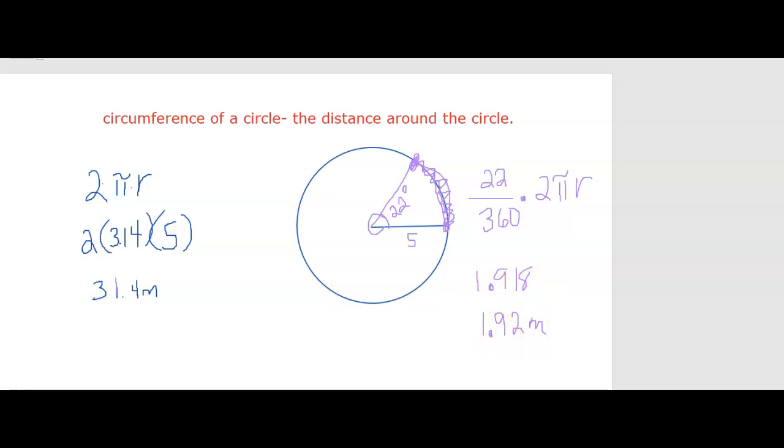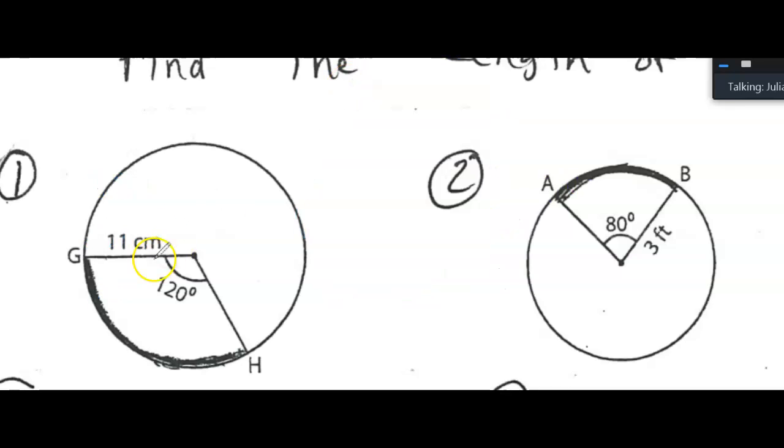All right, let's go on to the worksheet that you have. Let's look at number 1. It wants to find the length of arc GH. So this little piece right here that I'm highlighting in purple. It wants to find this piece. How far did you travel from G to H? So how far is this?